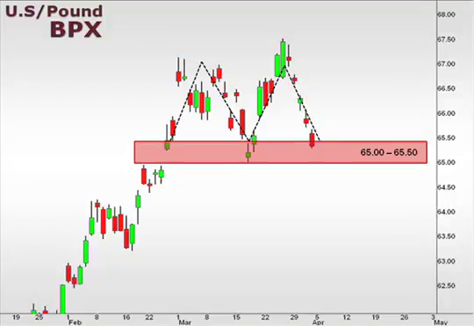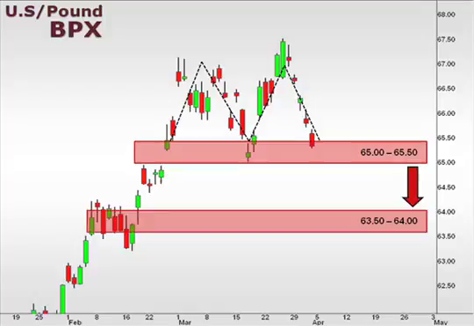We cannot overlook the formation here of what appears to be a double top, and a break below 65 is likely to yield a drop all the way back down to find support within the 63.5, 64 box.